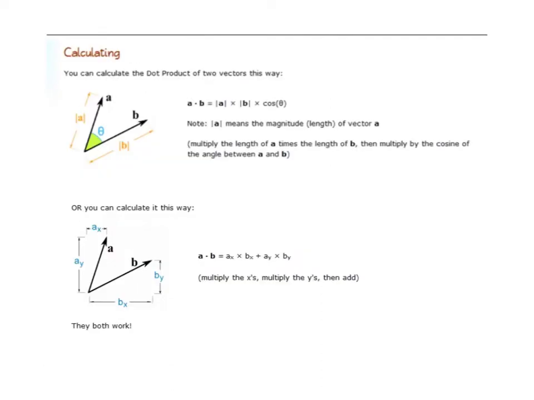A dot product is a scalar. It's when you multiply two vectors together. So when you multiply two vectors together, the result is going to be a scalar. The dot product is a scalar, a number. And there are two ways to do the dot product.